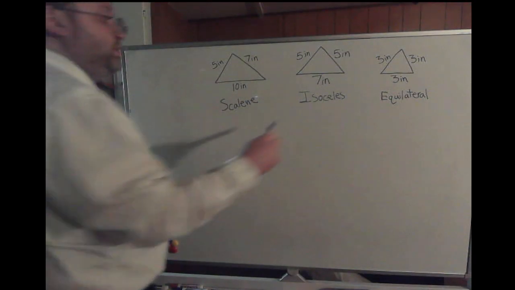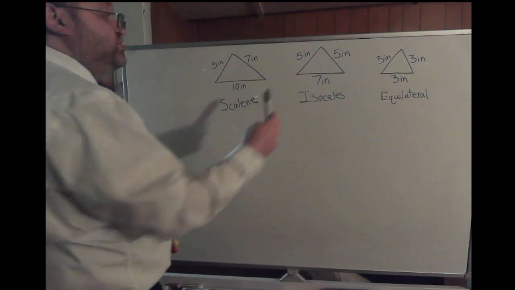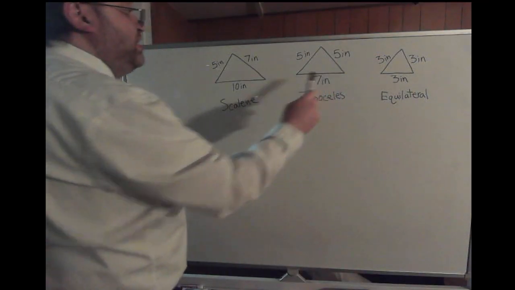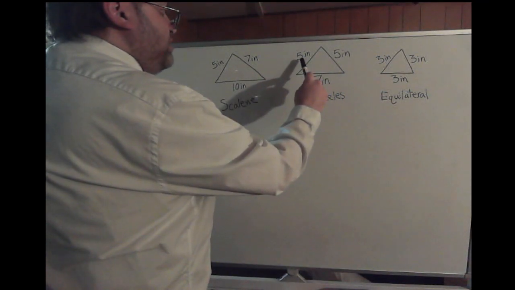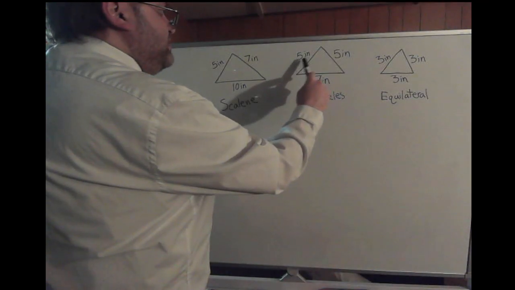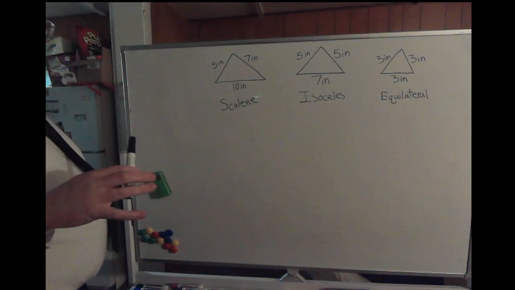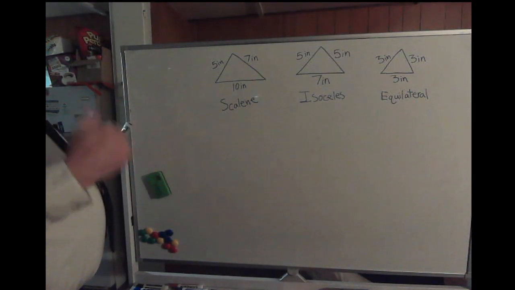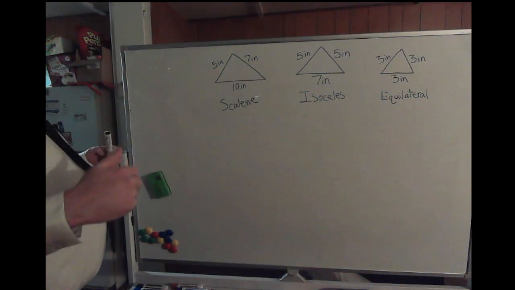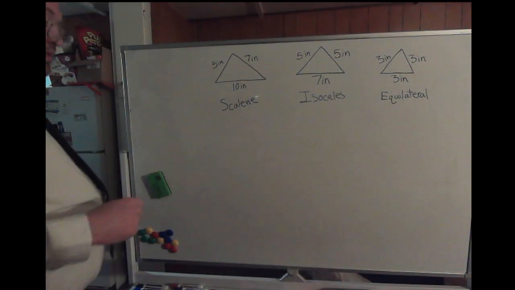We jump over, we have another type of triangle called an isosceles triangle, which means at least two sides of the triangle have the same length. An example here, we have a triangle with one side 5 inches, the next side 5 inches, and the third side 7 inches. That's just an example. So two of the sides are equal to each other in terms of length. That makes it an isosceles triangle.